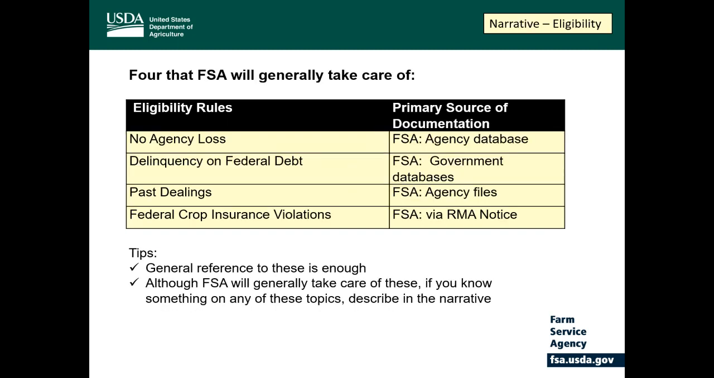And the last group are other eligibility things. Technically, a general reference will be fine, but generally these are things that we can check on our own. If they had an agency loss, delinquency on federal debt, past dealings, and crop insurance violations, we can check on these. Obviously, if you know something, mention it in the narrative, but generally we've got our own sources to take care of these.